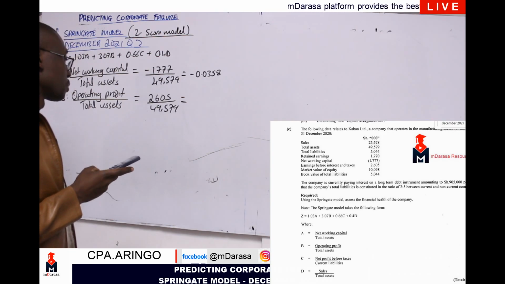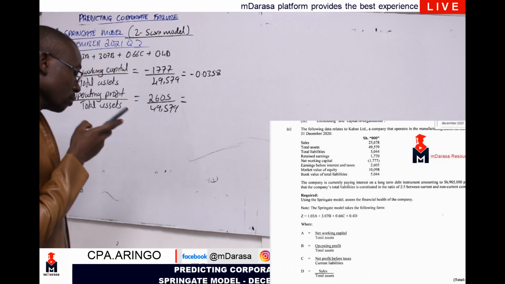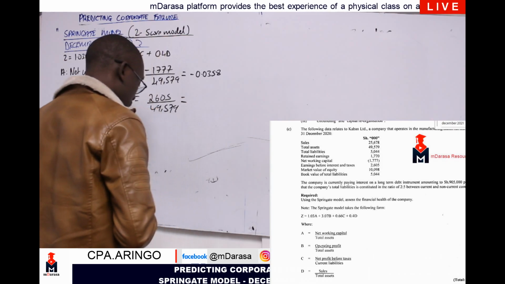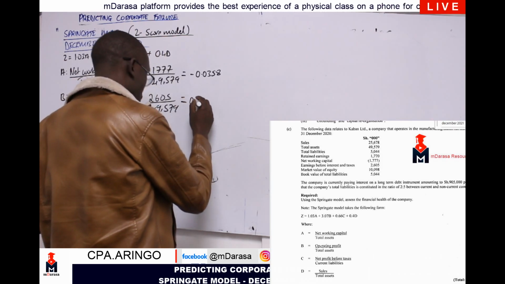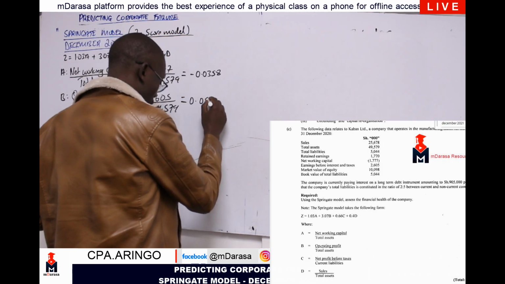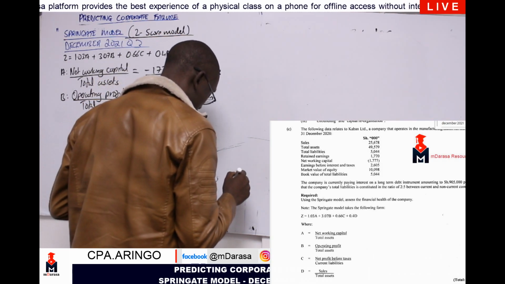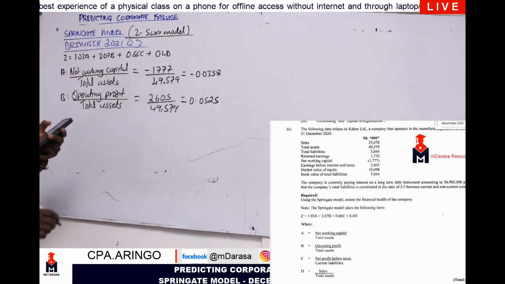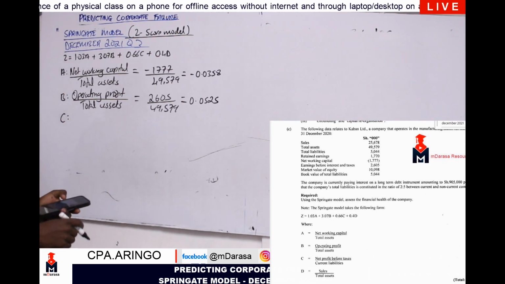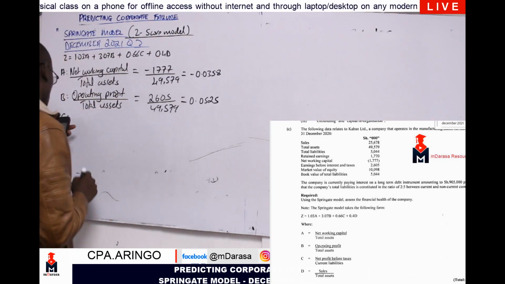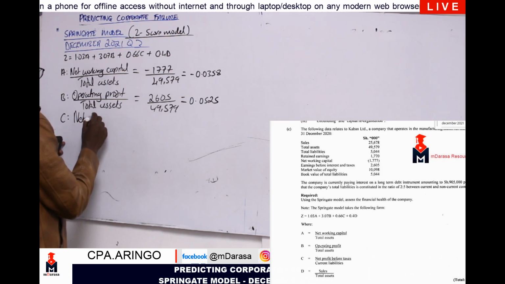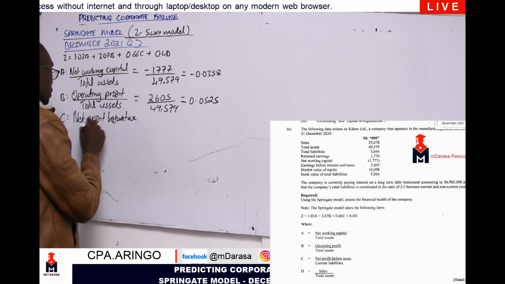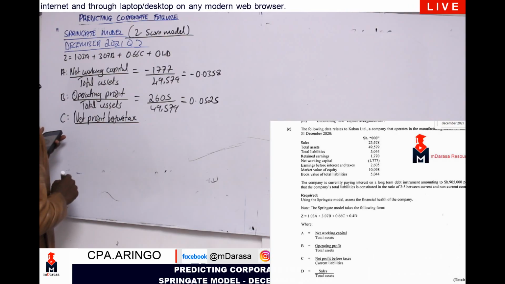So this should give us 2605 divided by 49,579, to give us 0.0525. Talk about C. If you check there, the good examiner has told us that C, I'm having net profit before taxes, we divide by, of course, our current liabilities.